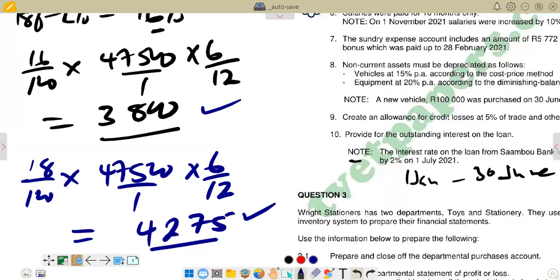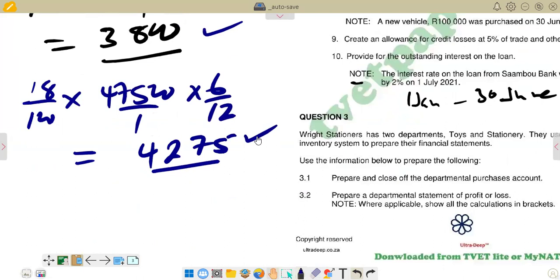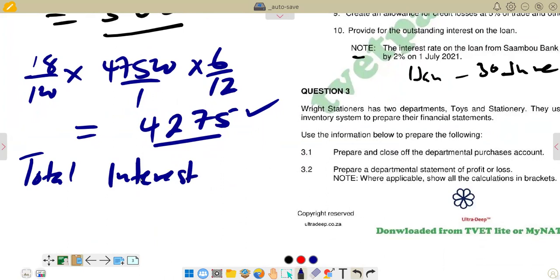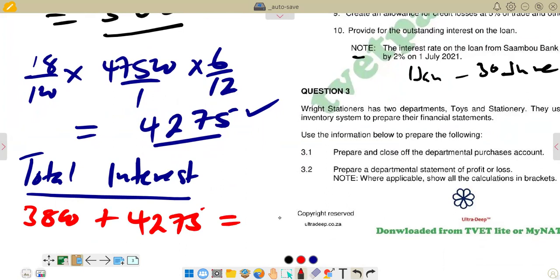Then to get the total interest for the period, we add the two. So now this is the calculation of total interest. On total interest, we are simply going to add the two. We say 3,800, then we add 4,275. When we add the two, we get 8,075. So 8,075 is the total interest that you are supposed to put in the income statement. Remember, you're going to say net profit before interest, and then you put your interest as 8,075.